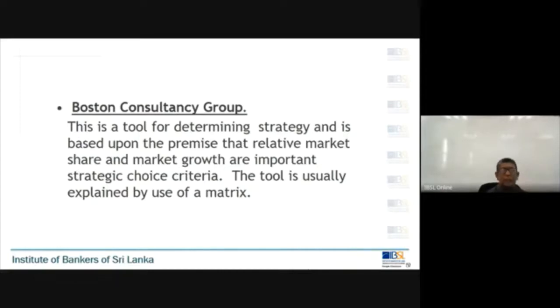Next concept, or the next tool we have to analyze your portfolio, we call BCG, Boston Consulting Group. Actually, this is a tool for determining strategy, based upon the premise of relative market share and market growth. They take two axes: one is the market share, the other one is the market growth. Right? Now I will tell you an example.